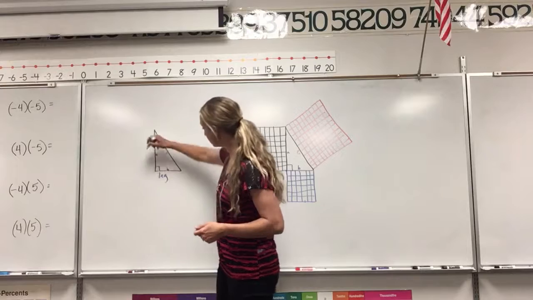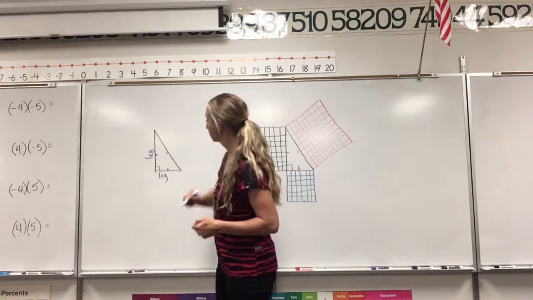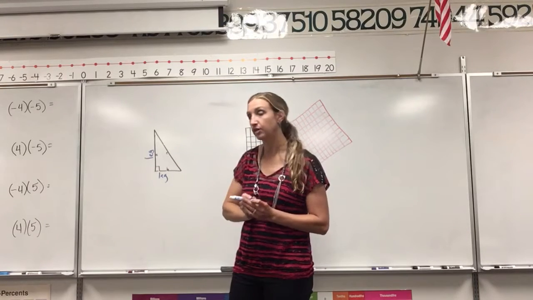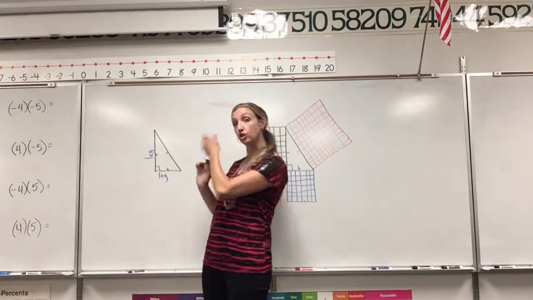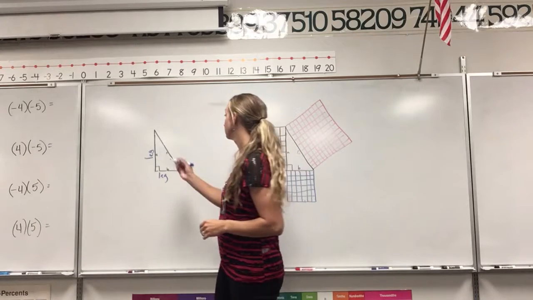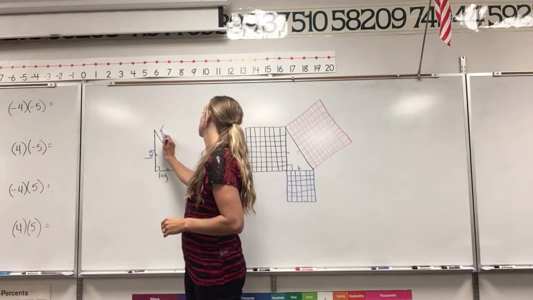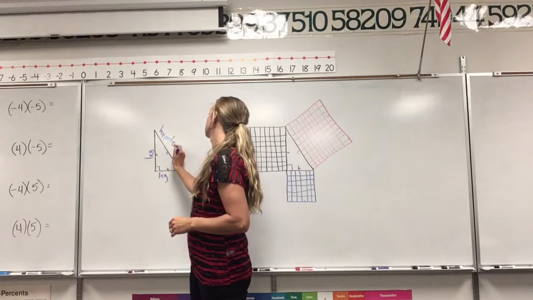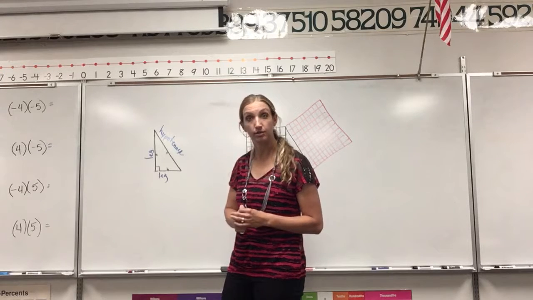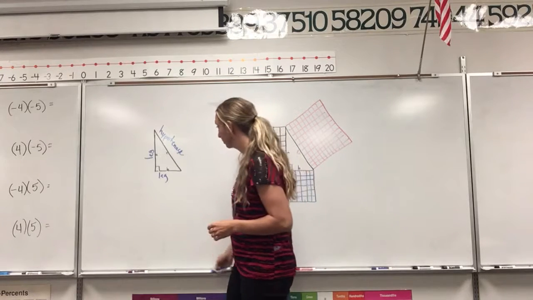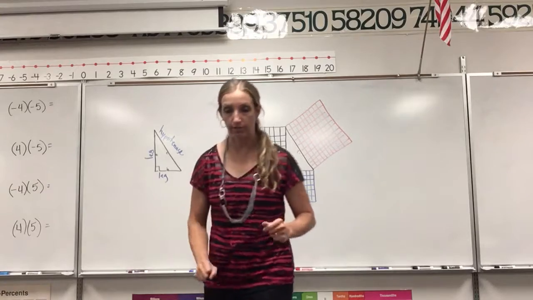So we have a leg here and a leg here. Those are the legs of the right triangle. That third side, that diagonal line, it's always the longest side of a right triangle. It's what we call the hypotenuse. That's the hypotenuse, and it's always the longest side of a right triangle. So let me show you something.